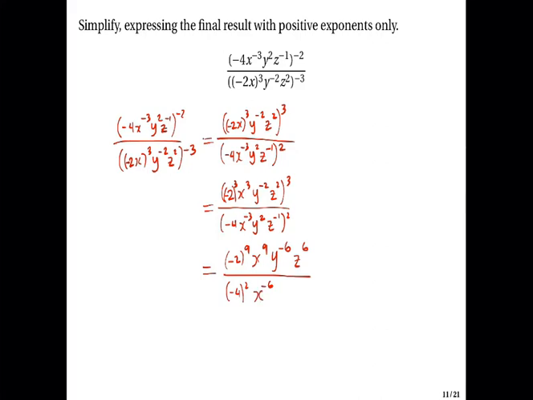And then you have y raised to power 2 times 2 there. So that becomes y raised to power 4. And in here, z raised to power negative 1 times 2. That becomes z raised to negative 2. And then you can work on the constants.